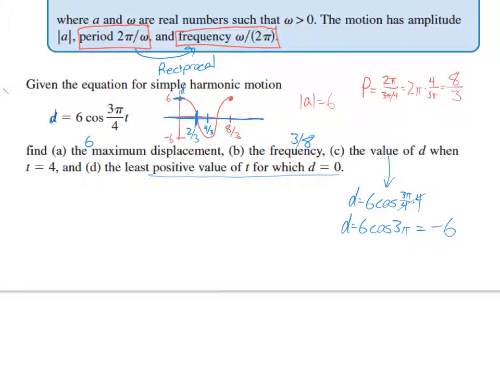Okay? If you divide your period into quarters, 2/3, 4/3, 6/3, 8/3, okay? So 2/3 is the t that would give us d equals 0. So kind of a cool application there.